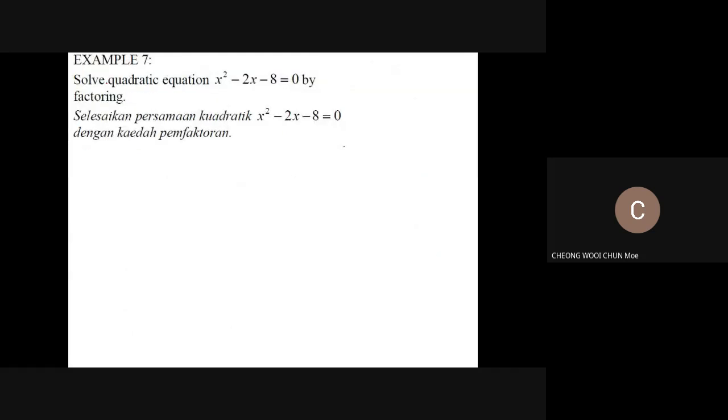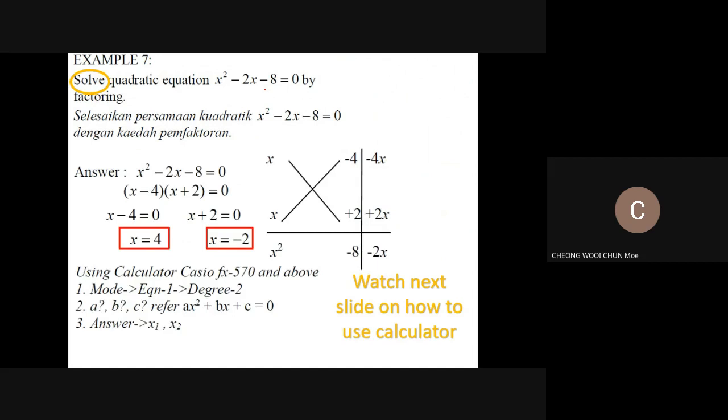Example 7. Solve quadratic equation: x squared minus 2x minus 8 equal to 0. Use this method also can. This is x squared, so x squared. 8 will be either 1 times 8 or 2 times 4. Solve means find the answer for x. Okay, use calculator later on.